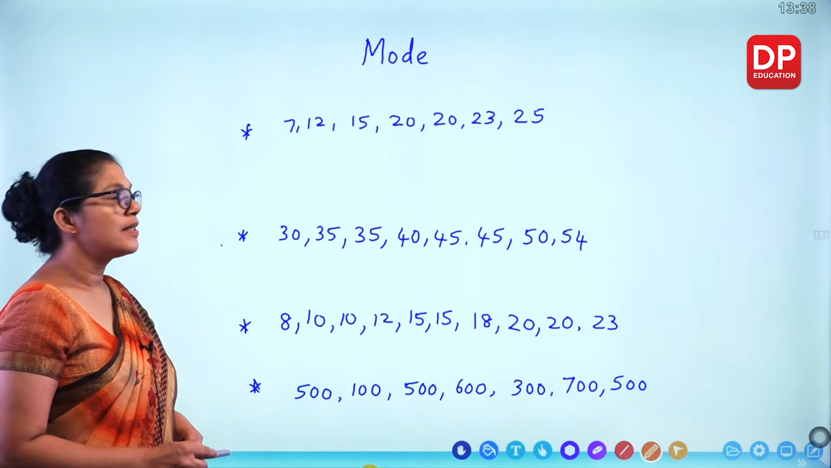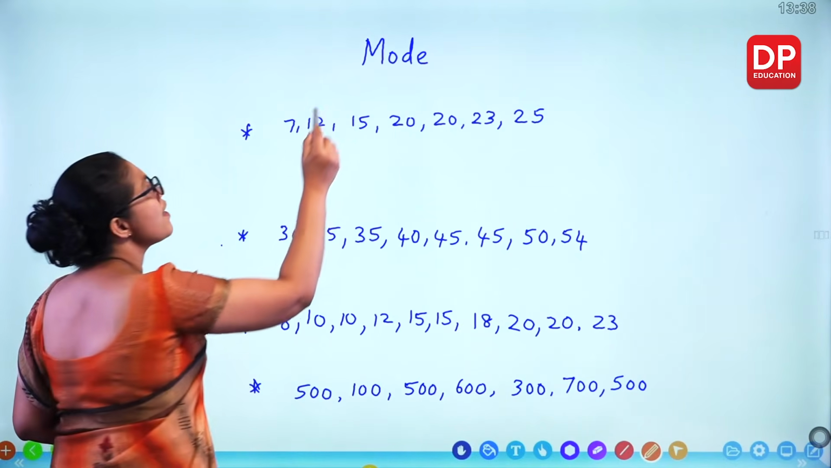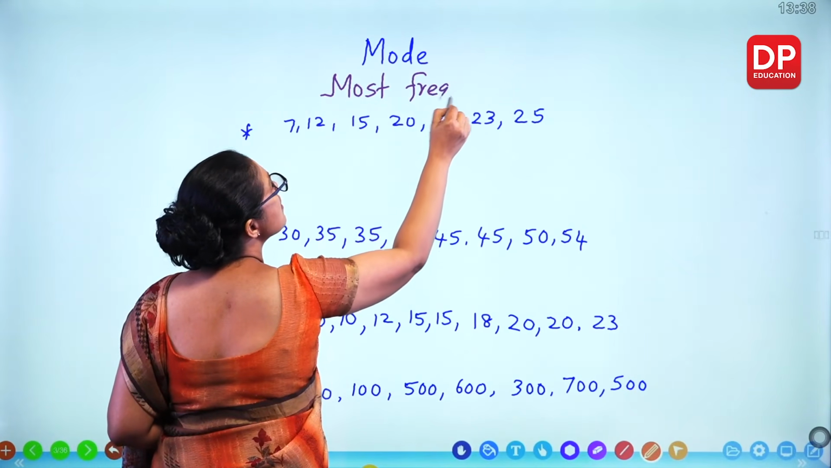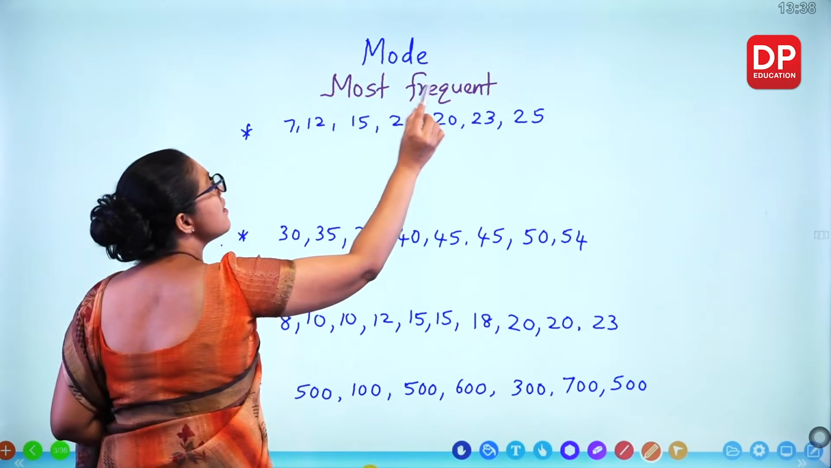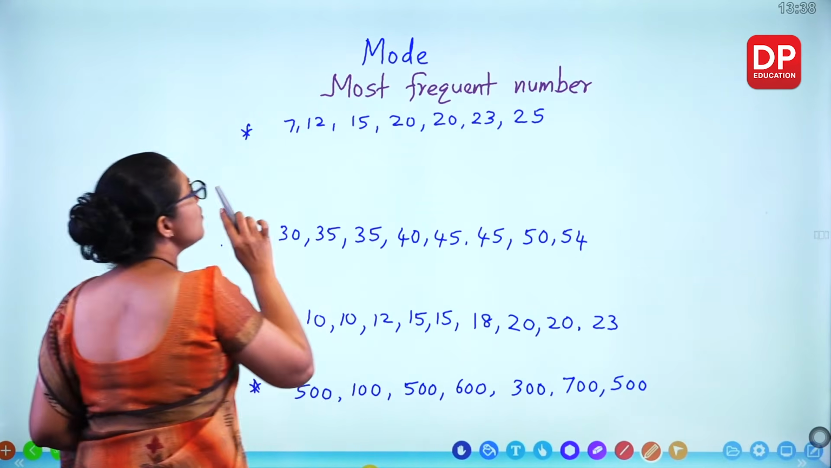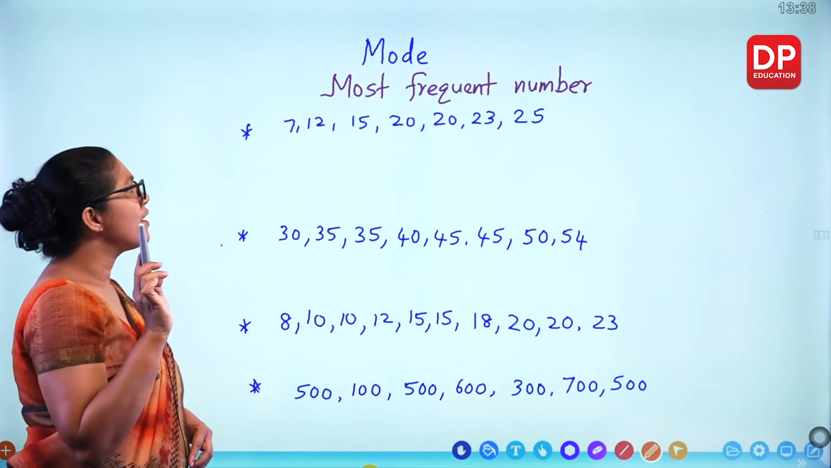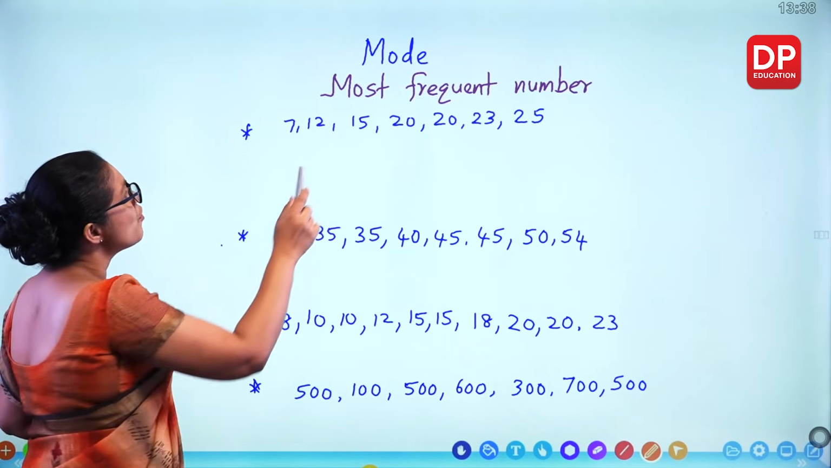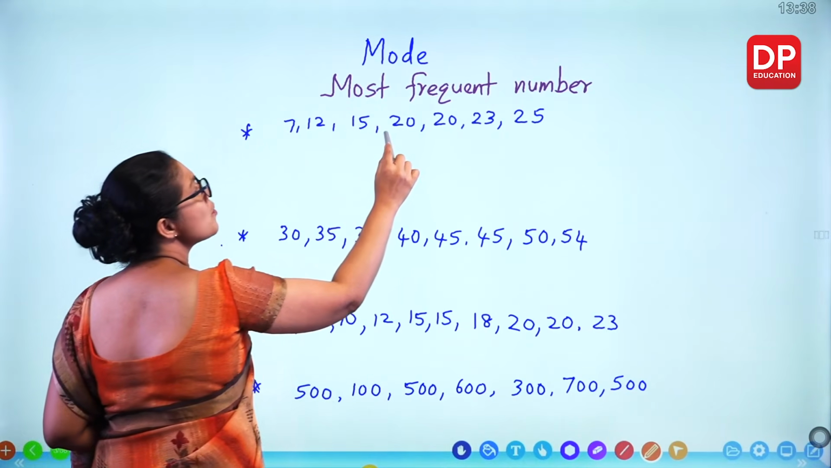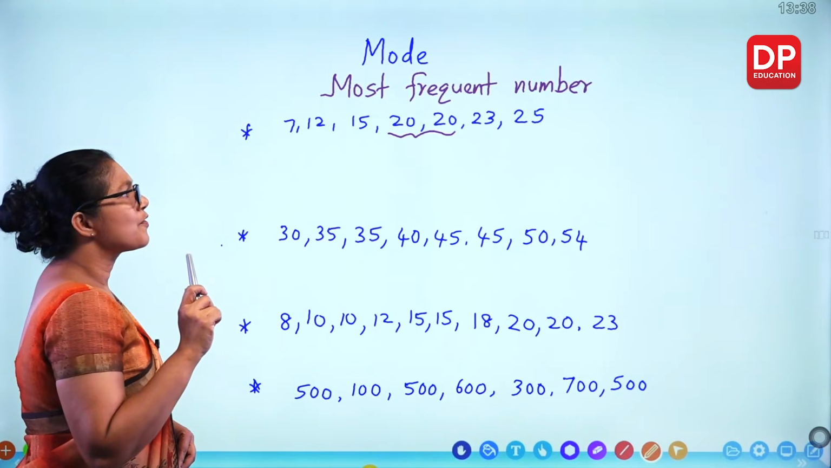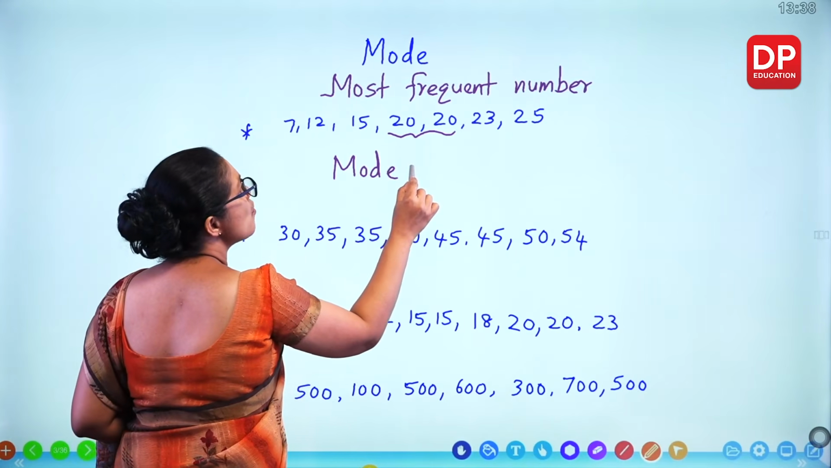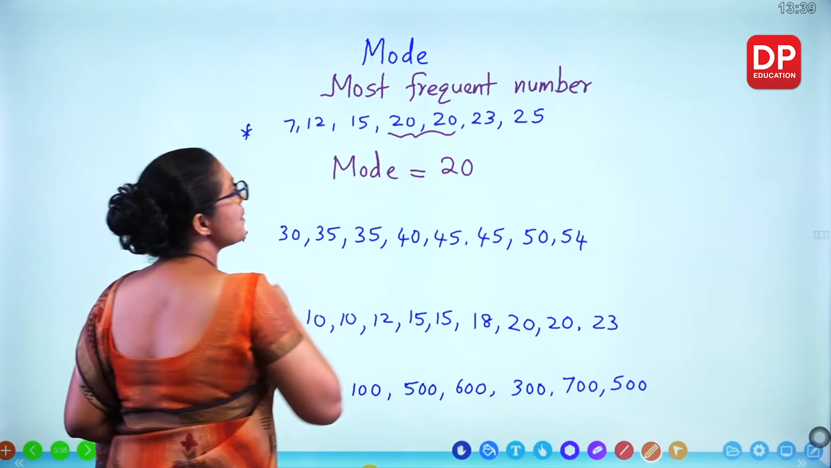Now what is mode? Mode is the most frequent number. How can we identify? When you arrange the data set in order and see the most frequent number. In this case, 7 once, 12 once, 15 once, 20 we see twice. So what's the mode there? Mode value is 20. Most frequent number.